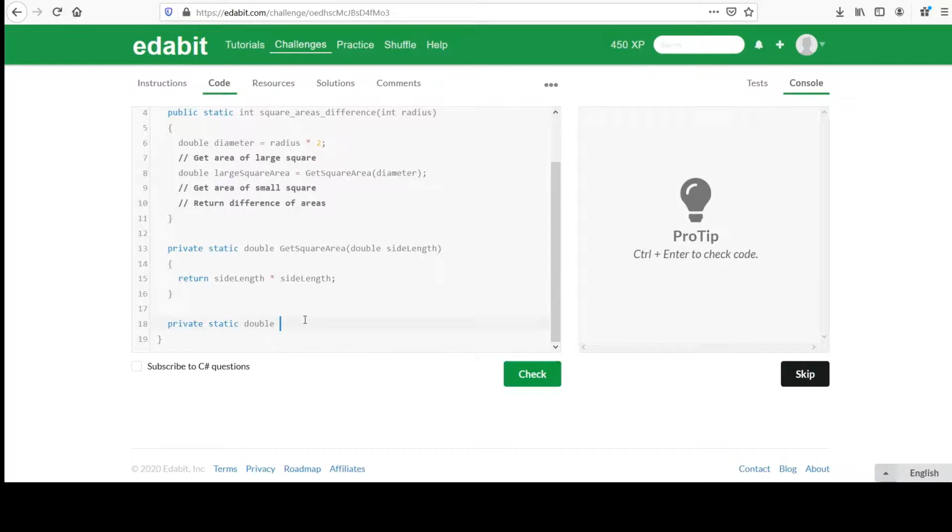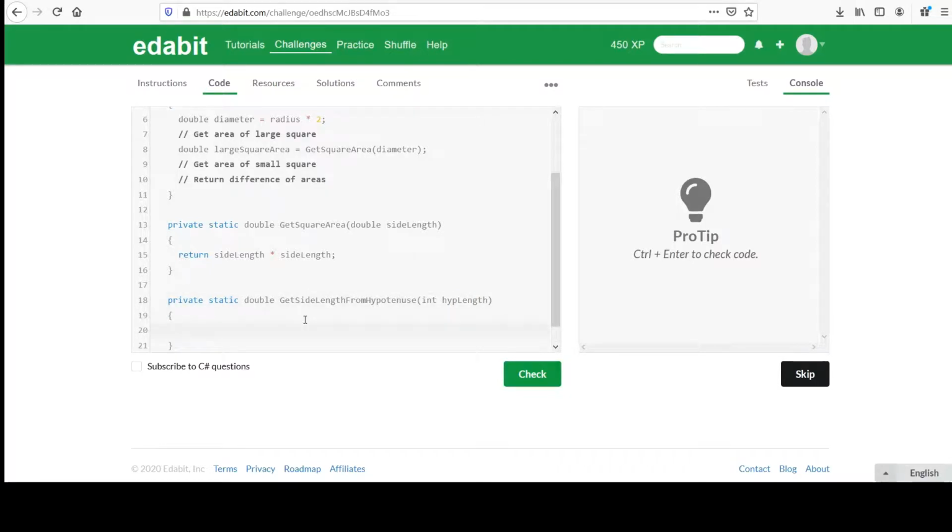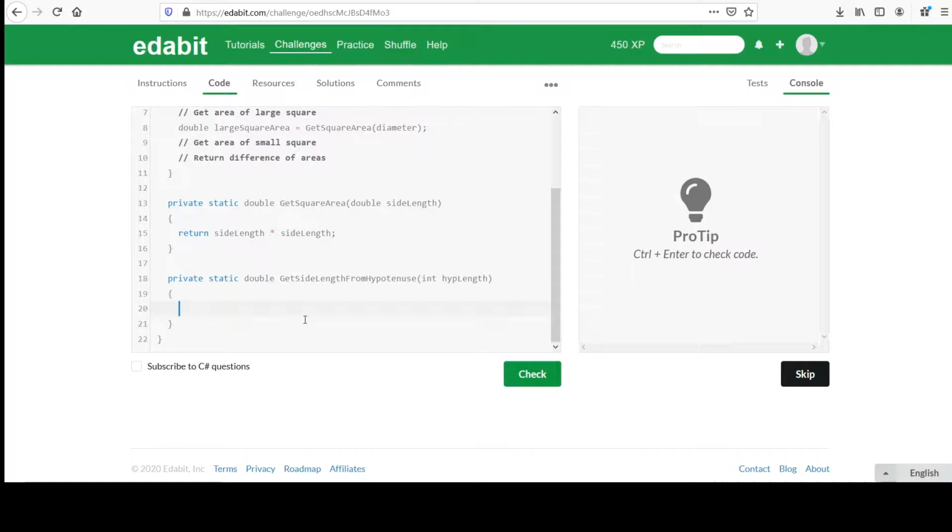So let's call this something like get side length from hypotenuse, and hypotenuse length, something like that. Now let's think about this, right? We said Pythagorean's Theorem, a squared plus b squared equals c squared. And you should be familiar with this. If you're not, you definitely should be, so look it up if you haven't heard of that.